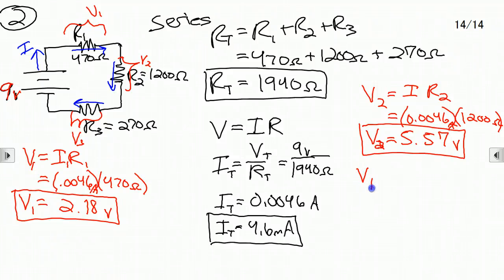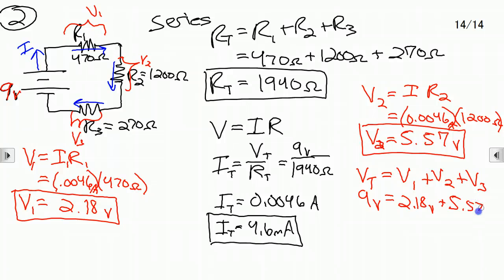So the total voltage should be V1 plus V2 plus V3. As long as I know 3 of these things, I can always find the 4th. Because the total voltage is 9 volts. V1 is, what did I get? 2.18 volts. V2 is, what did it say? 5.57 volts plus V3. Now I just have to solve for V3. So I have 9 minus 2.18 minus 5.57, and V3 would be 1.25 volts.